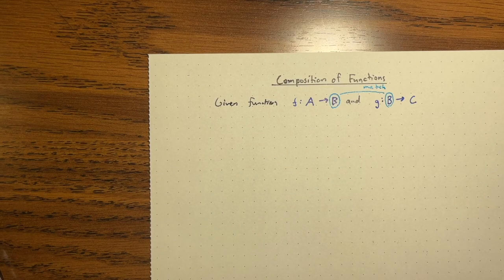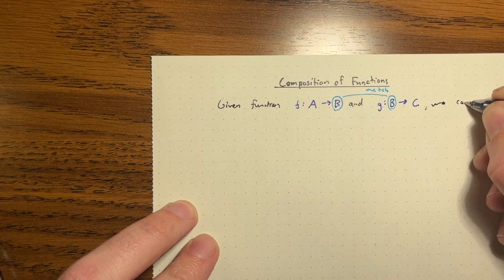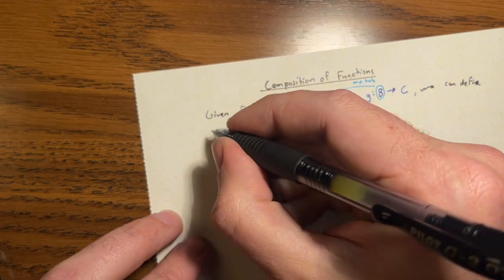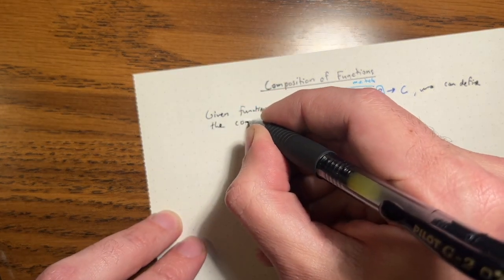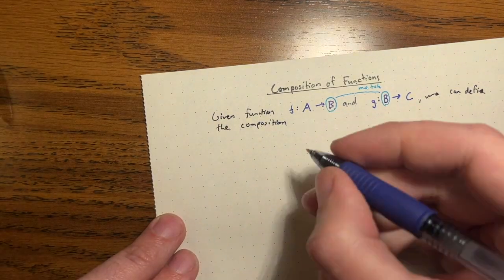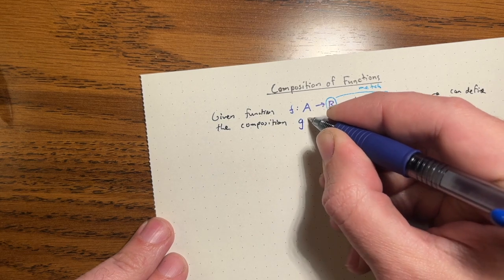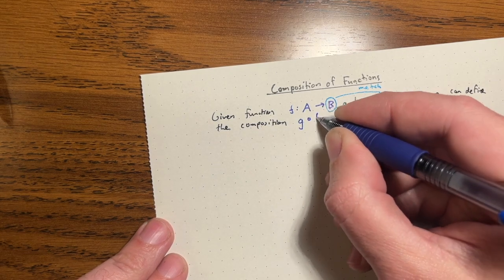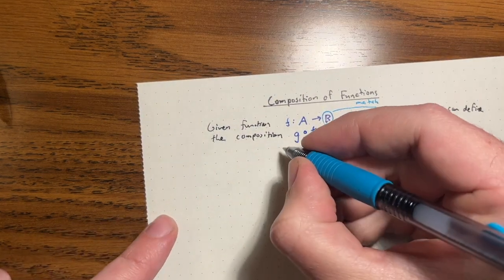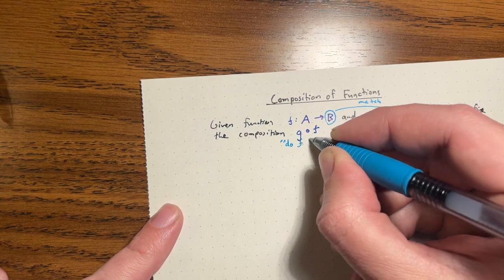Given functions f and g, we can define the composition of f and g. I want to do f followed by g. You actually write it this way: g, then an open circle, f. And it'll be clear in just a bit why we write it in this order. But what we're really doing, this actually means do f, then g.